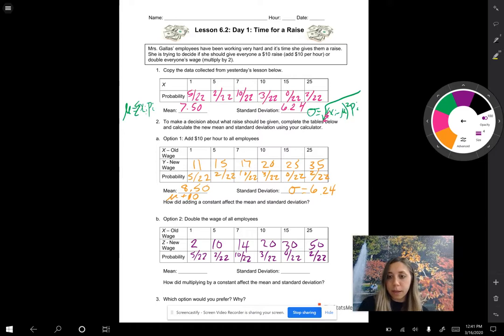If you were to then compute those, you would find that your mean, after you would do, say, 2 times 5 22nds plus 10 times 2 22nds plus 14 times 10 22nds, and so on, and added those all up, you would get a mean of 24.